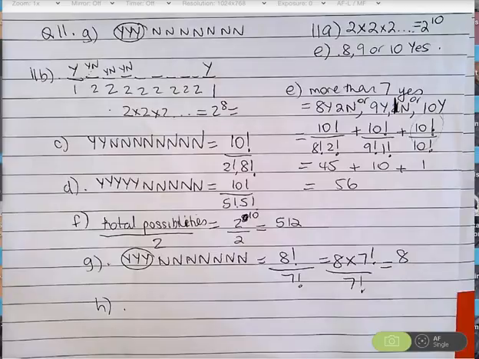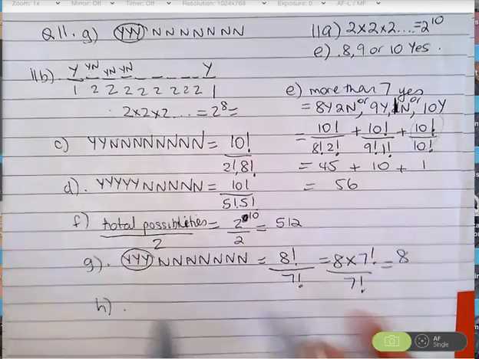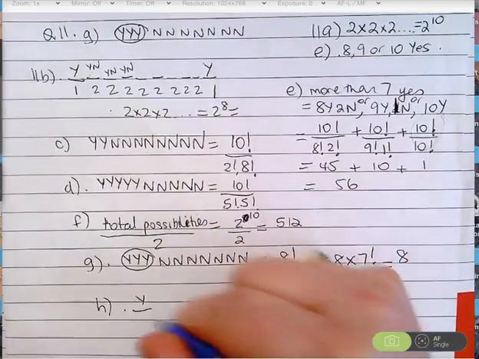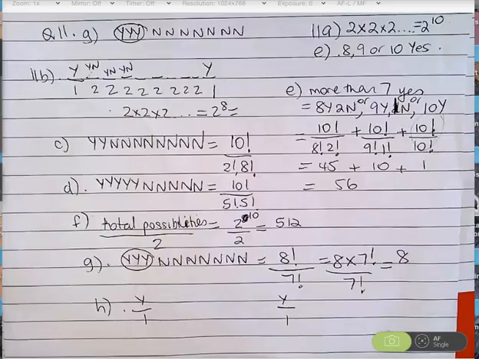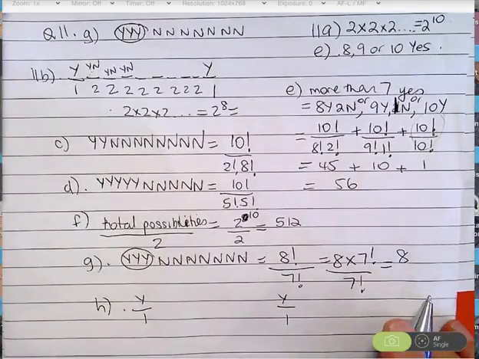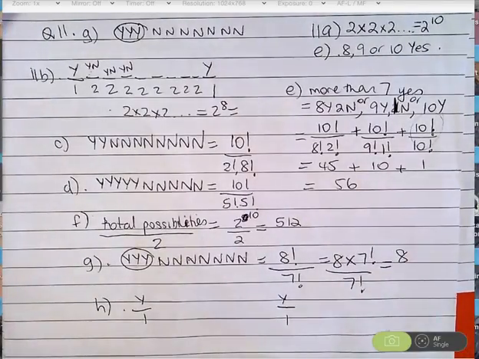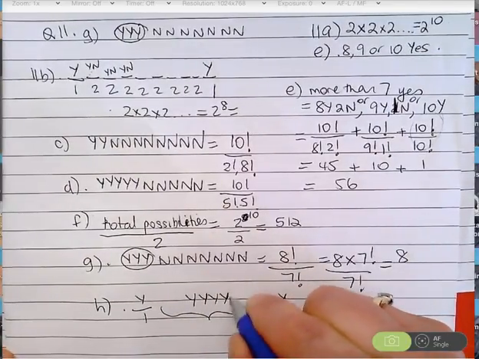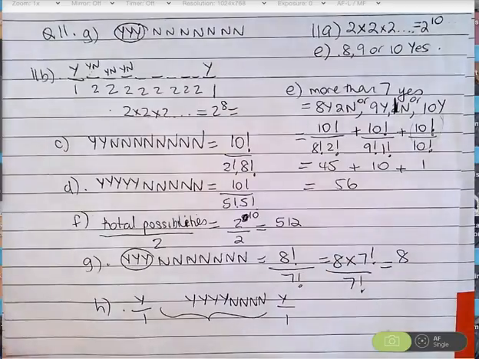H. If the first and last answers are yes, you might want to draw out your positions. So they're definitely yes, so they're ones. Do you know what I mean? And exactly 4 more are yes. So in here you've got a combination of 4 yeses and 4 nos. But you don't know the order.